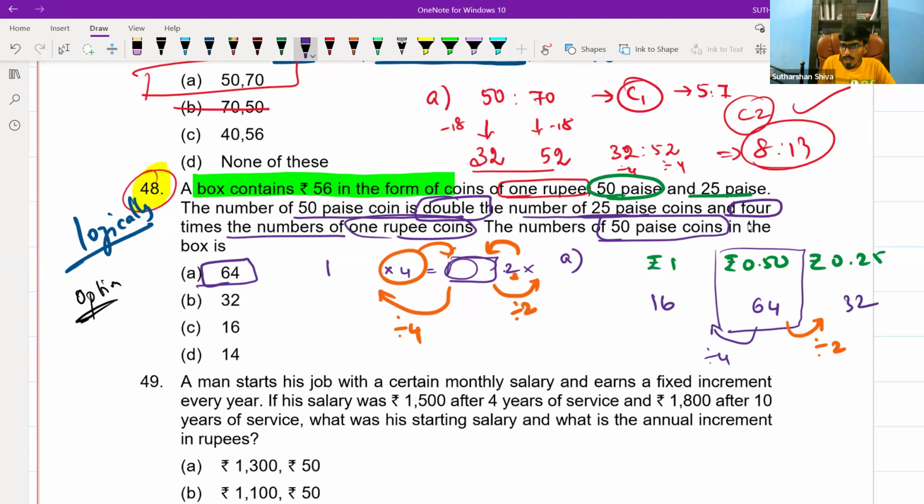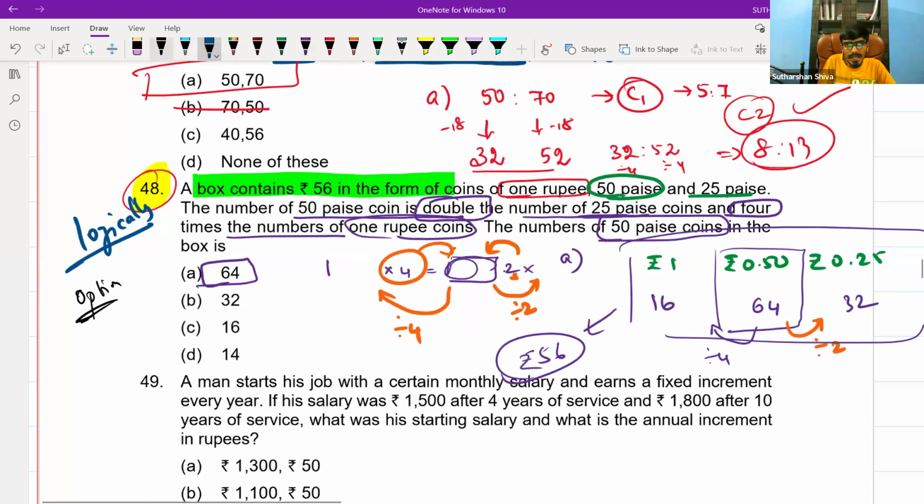You can do it in a calculator. All these things should satisfy 56 rupees. That's our main goal. Take a calculator: 1 into 16 M plus, 0.5 into 64 M plus, 0.25 into 32 M plus, then MRC. You will get 56. Answer is option A.